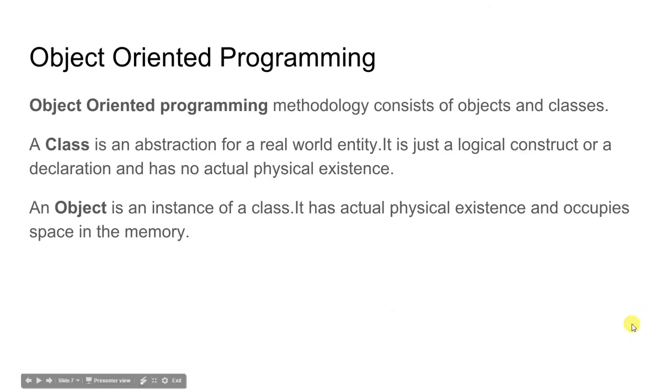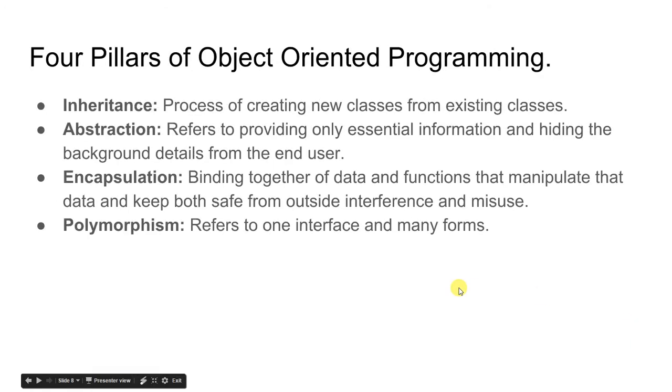Suppose I'll just minimize it, and when we go to the next slide, there are 4 pillars of object-oriented programming. There are many features associated with object-oriented programming, but mainly these 4 features are the most prominent and the most robust of all. So what are those features? One is abstraction, inheritance, encapsulation, and then polymorphism. Let us cover them one by one.